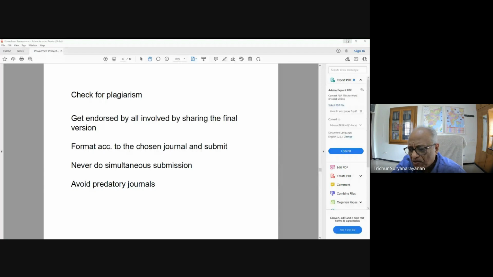Somebody asked a question. They have mentioned it in the box whether one can submit a paper simultaneously to 2 different journals. No, you should never do that. It is unethical. Don't do that. You can have 3 or 4 journals, one after the other. First you submit where it gets rejected, then you go to the next. Never submit your paper simultaneously to 2 or 3 journals. It's totally unethical.